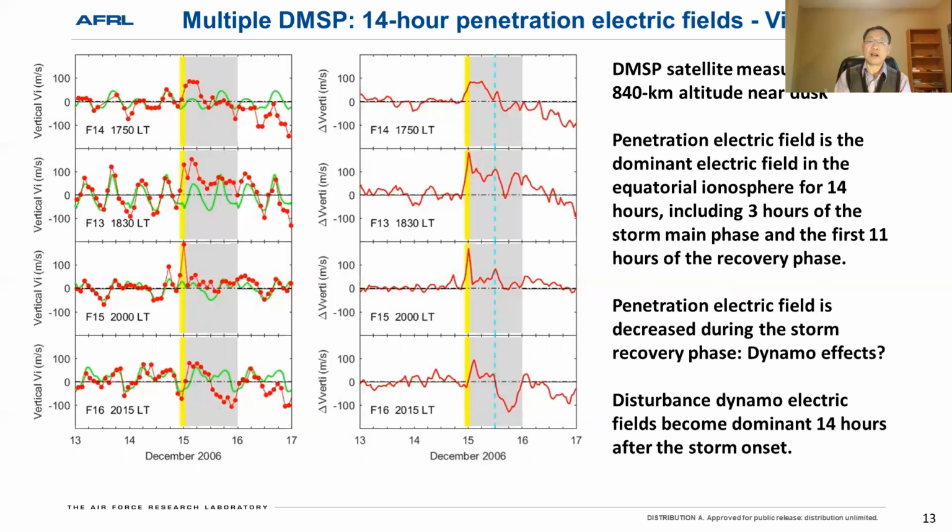The vertical drifts are increased in upward direction for 14 hours. Penetration electric fields are the dominant electric fields in the equatorial ionosphere for 14 hours. Disturbance dynamo electric fields become dominant after 14 hours from the storm onset.